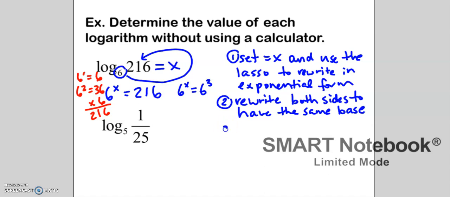And then the last step is set exponents equal and solve.